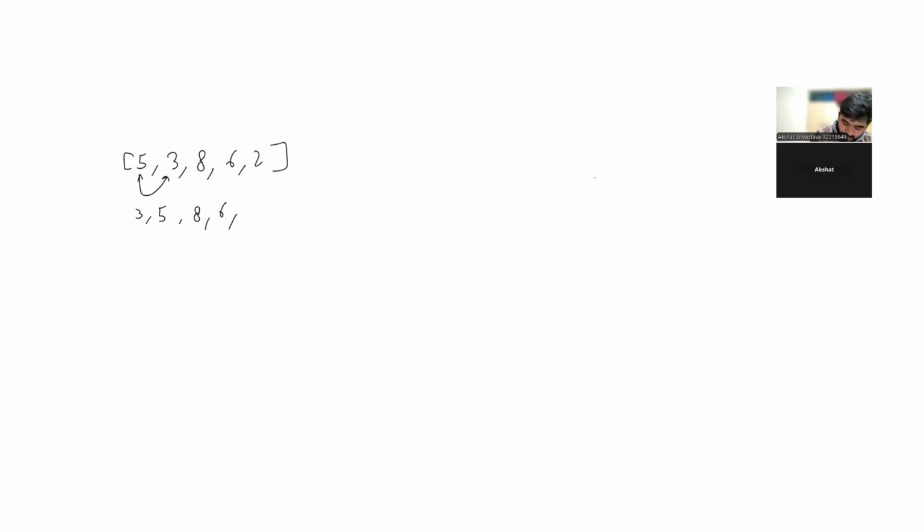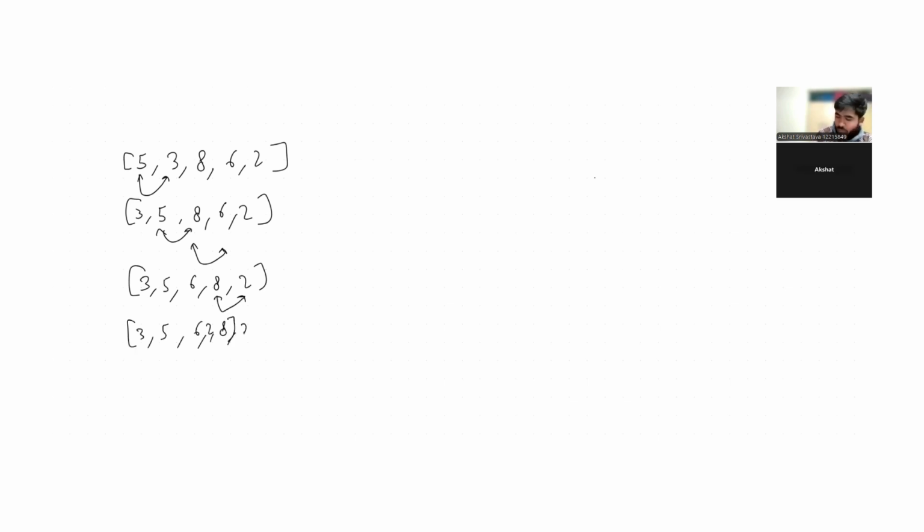Moving to our next comparison, we will compare 5 and 8. We can see the comparison is true, 5 is less than 8, so no swap. After that, we will compare 8 and 6. Yes, 8 is greater than 6, so we will swap them. So our array will look like this. After that, we will compare 8 and 2. We can see that 8 is greater than 2, so it needs a swap. So 3, 5, 6, 2, 8.